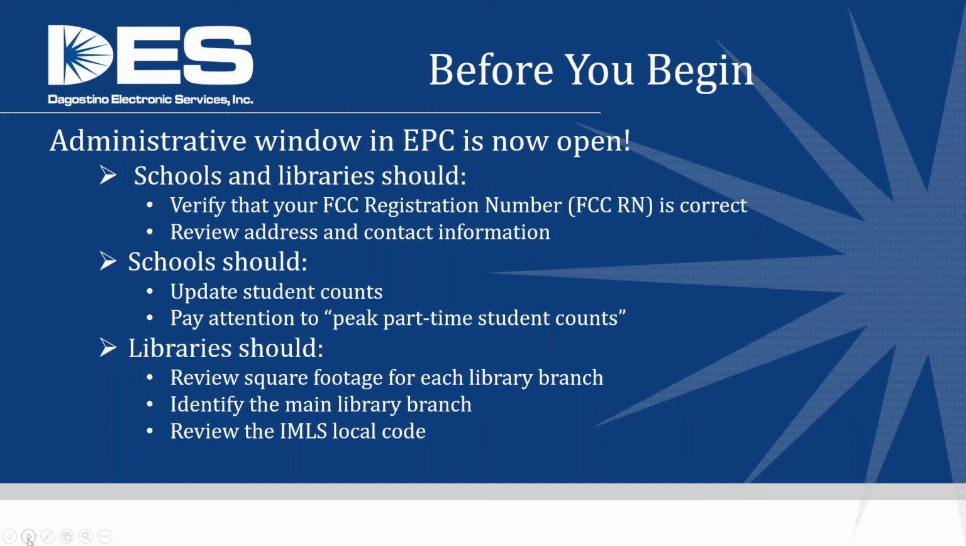For your schools, you can update your student counts. You're supposed to use the most recent student information you have. Now, if you don't have updated numbers yet for this year, you can use last year's as long as you're using the most recent student count. Of course, pay attention to the peak part-time student counts, and this means the maximum number of part-time students you have in your building at any given time. Libraries should make sure that the square footage for each branch is accounted for, identify the main library branch, and then make sure your IMLS local code is accurate.